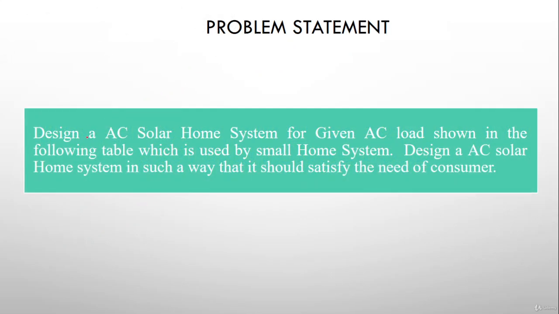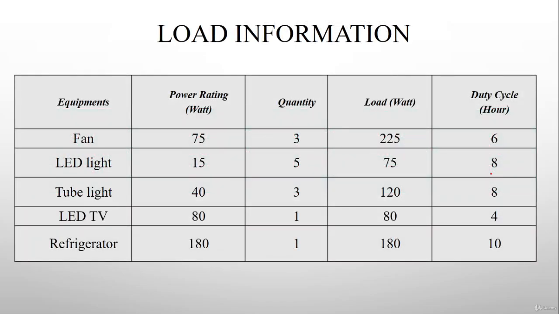The problem statement is the design of the AC solar home system for the given load shown in the following table, which is used by small home systems. Design an AC solar home system in such a way that it satisfies the need of the consumer. Whenever we want to design any kind of solar home system, we have to visit the site and check how many instruments or how much equipment the consumer is utilizing.